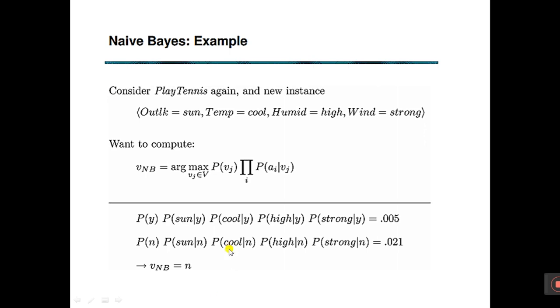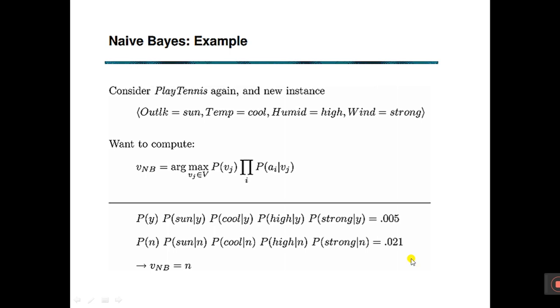According to the textbook, they calculated the value for playing tennis as 0.05, and for not playing tennis as 0.021. By comparing these two, the highest value is 0.021, so that means no need to play tennis. Right? What I am telling you is, I took an example with the attributes sunny and hot only: outlook is sunny, temperature is hot.